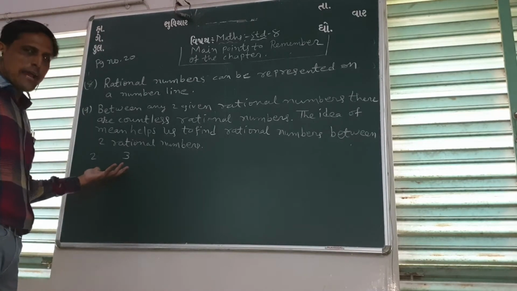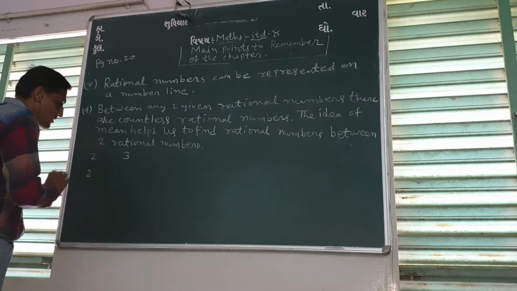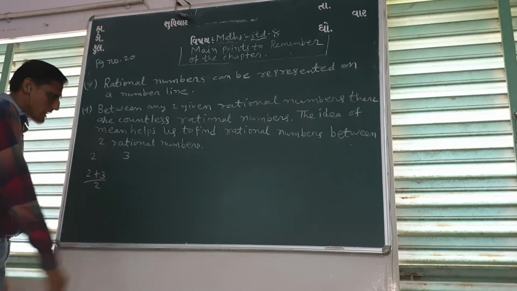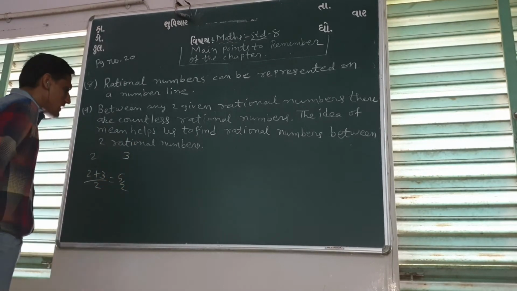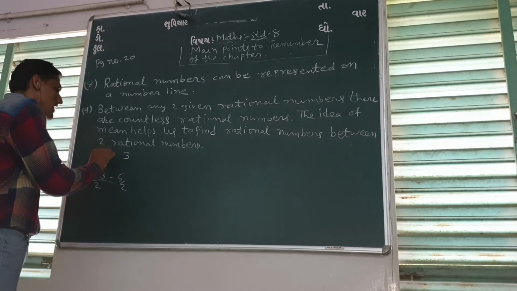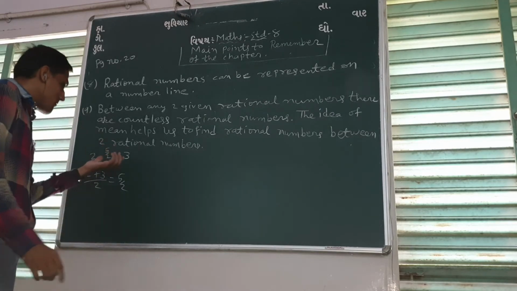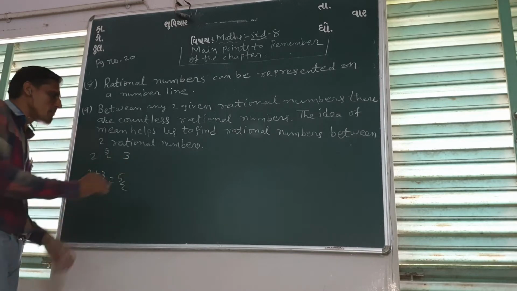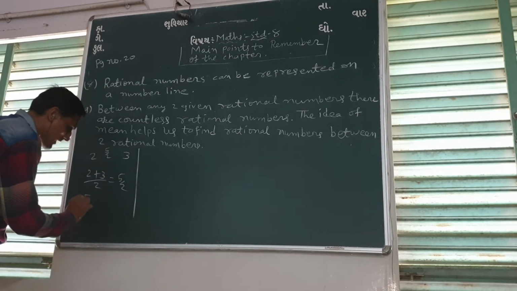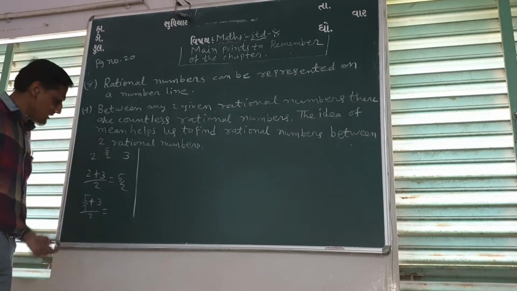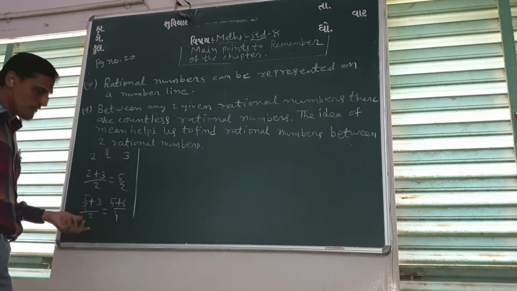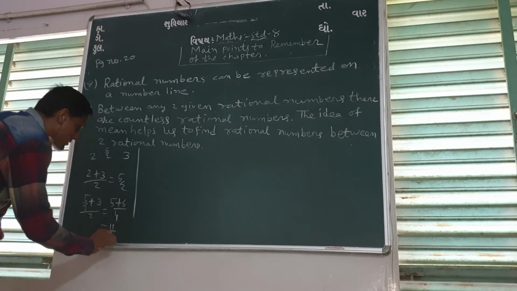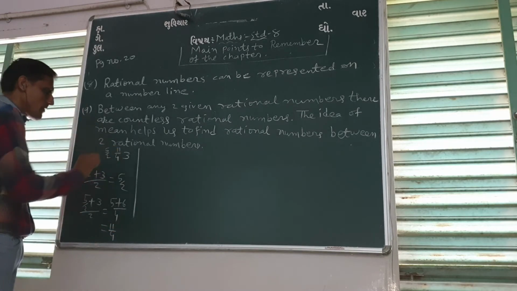So by idea of mean, how can we find? So (2 plus 3) by 2, right? These are two numbers, so we will divide by 2, so 5 by 2, right? So one number is 5 by 2 between these two, right? Between these two also we can find other numbers. Suppose (5 by 2 plus 3) upon 2, right? So (5 plus 6) by (2 plus 4), so 11 by 4. So between these two, 11 by 4, right?